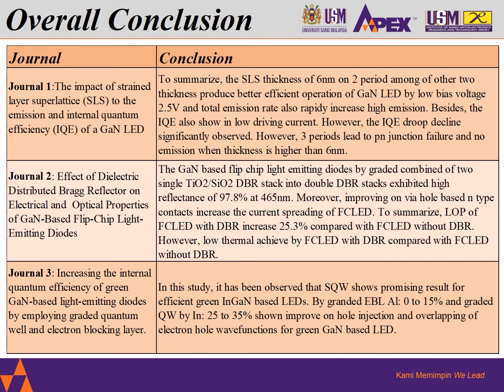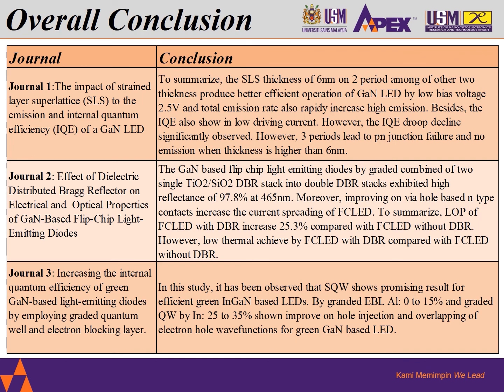For the first journal, the SLS, to summarize, the SLS thickness of 6 nanometer in the second period, among the other two thicknesses, produces better efficiency operation of GaN LED with a low bias voltage of 2.5 volt, and the total emission rate also rapidly increased. Besides, the IQE also shows at low driving current. However, the IQE decline is significantly observed in the third period, leading to PN junction failure and no emission when the thickness is higher than 6 nanometer.